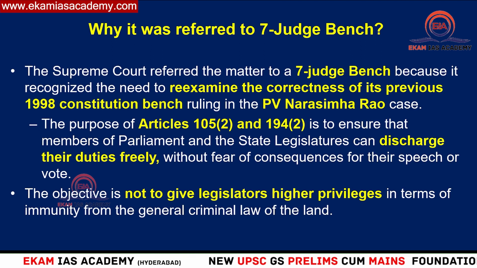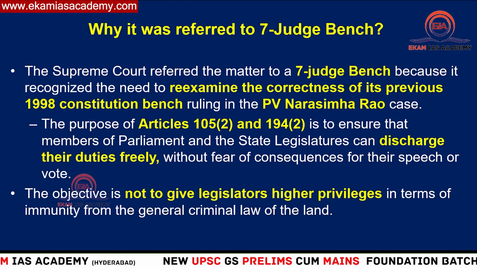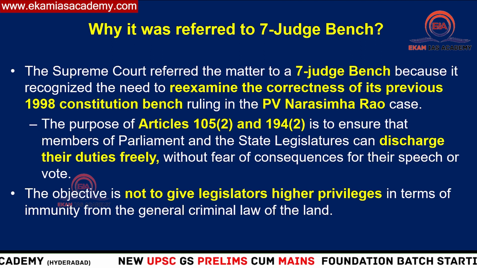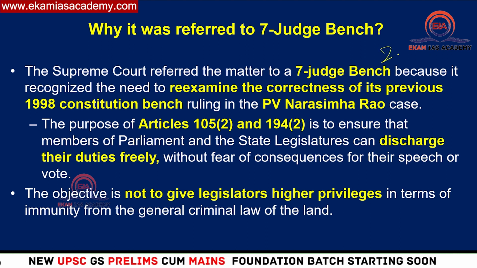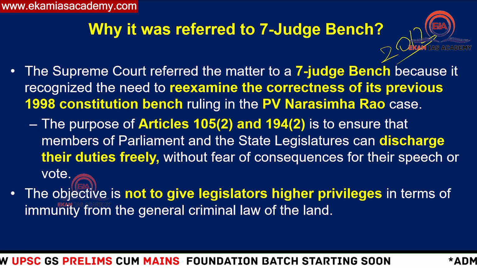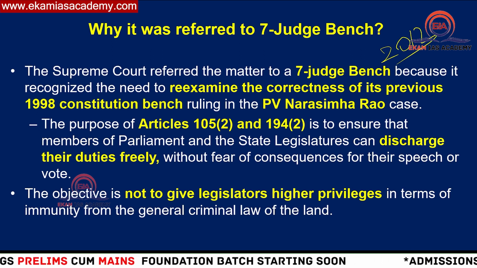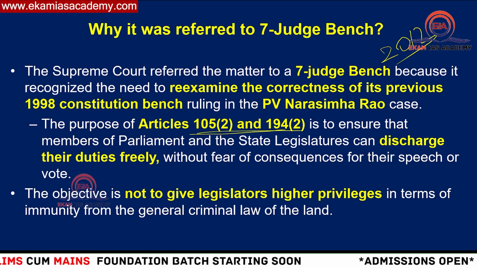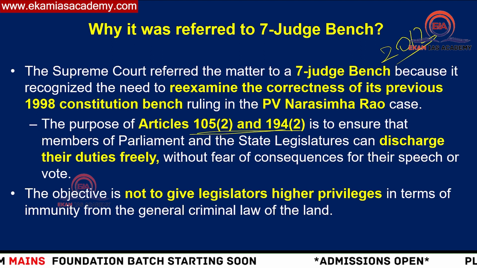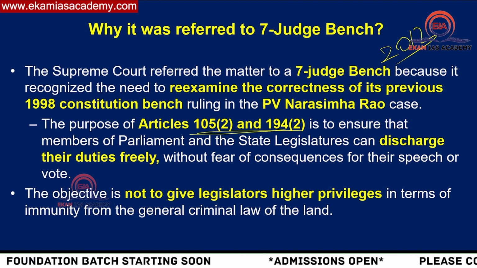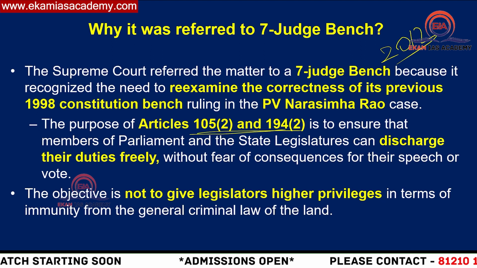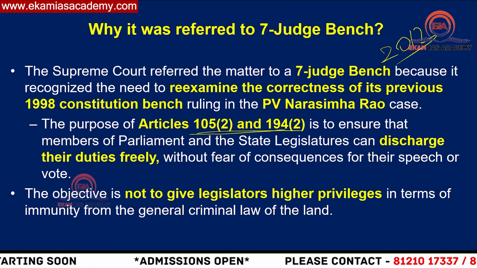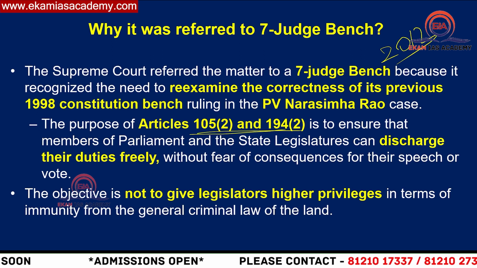Then why it was referred to the 7 judges, I already told you. Okay, so after this judgment, what happened? The Sita Soren case happened in 2012. So to re-examine the exact thing, it was referred to the Supreme Court, and the Supreme Court has to examine whether these things are very important, to ensure the purpose of 105 and 194, is it essential that they be given that immunity or not? This is the question before the Supreme Court in today's case.